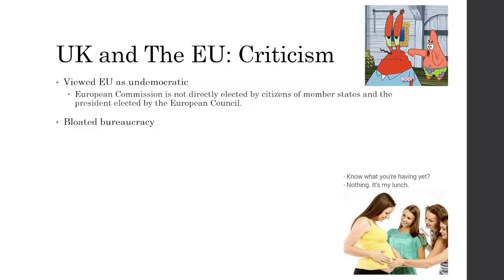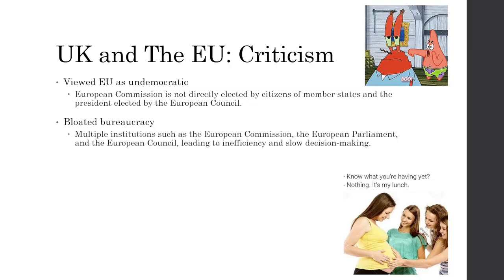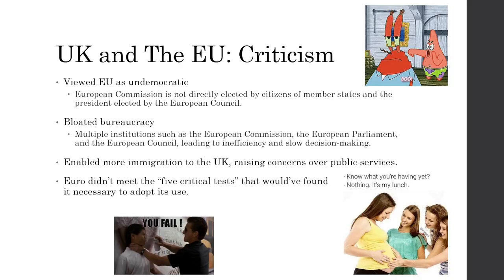They claimed there was a bloated bureaucracy. For example, there were multiple institutions, such as the European Commission, the European Parliament, and the European Council, that led to inefficiency and slow decision-making and processes. It also enabled more immigration to the UK, which raised concerns over public services as well as culture. The euro didn't even meet the 5 critical tests that the UK has that would have found it necessary to adopt its use.